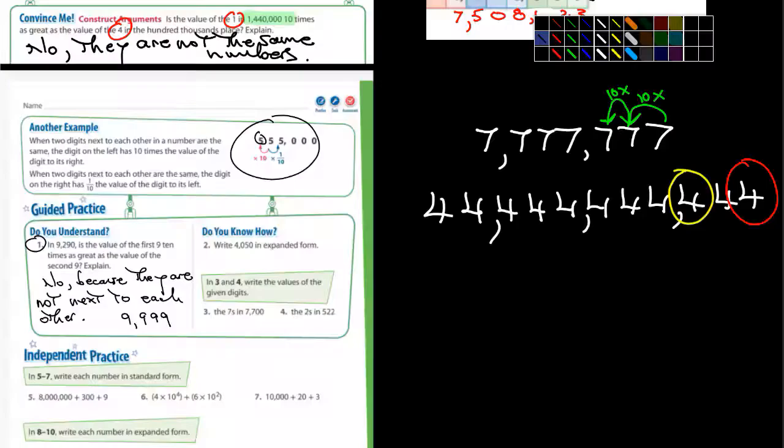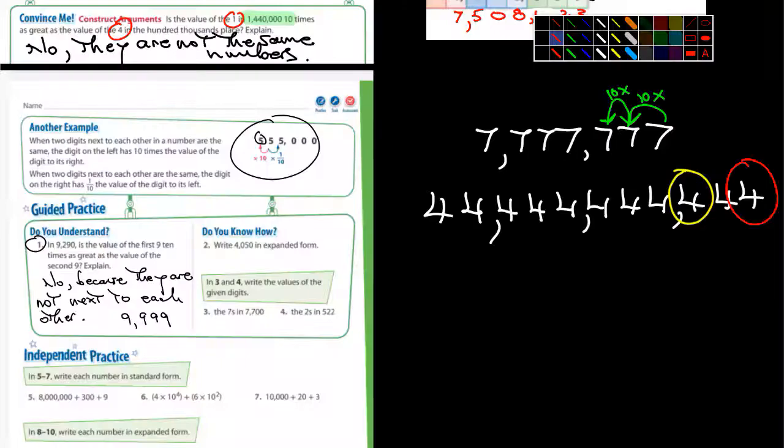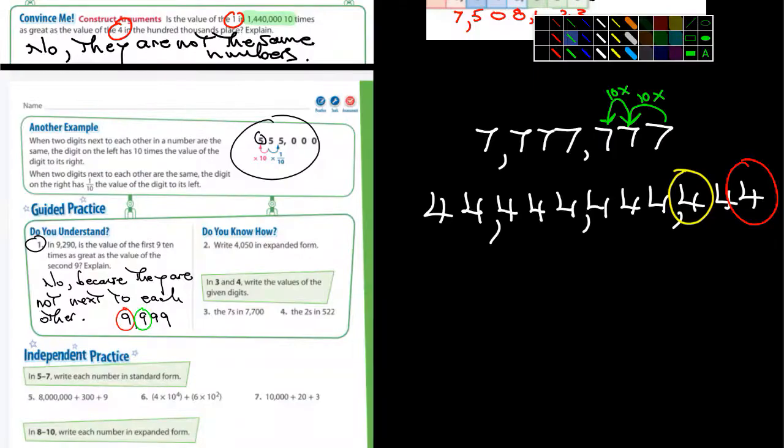So anyways, back to this, number 2, write 4,050 in expanded form. When you write something in expanded form, it's nice if you put it in parentheses, and you really should. So it's going to be 4, because I'm starting with the 4 here. It's going to be 4 times, I could do 4 times 1,000, or I could write 4 times 10 to the third. Either one would work. Plus, that 0 right here has no value.